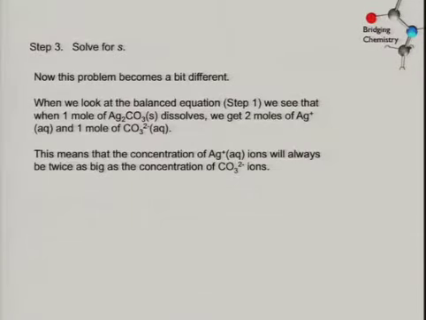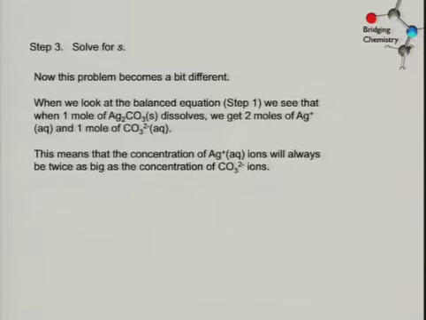And now we solve for S. And this is where this becomes a bit different to the previous one, because now we have to deal with the fact that the concentration of the silver ions in the solution is not going to be the same as the concentration of the carbonate ions. Because every time 1 mole of silver carbonate dissolves, we get 2 moles of silver ions, but only 1 mole of carbonate ions. And so that means that the concentration of the silver ions will be twice the concentration of carbonate.